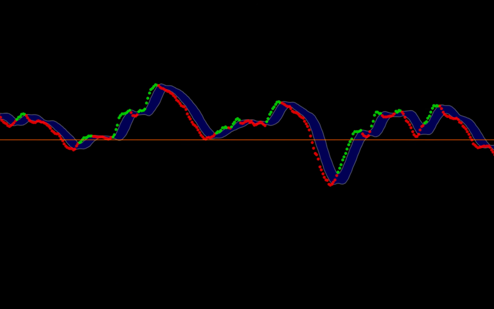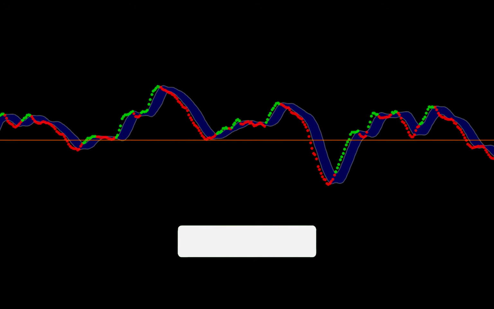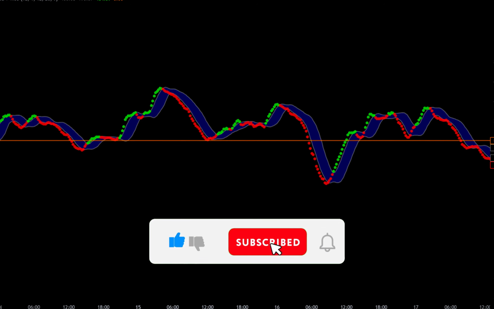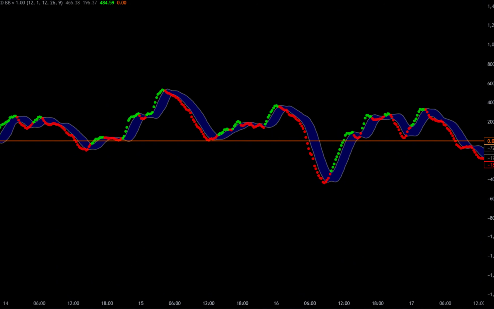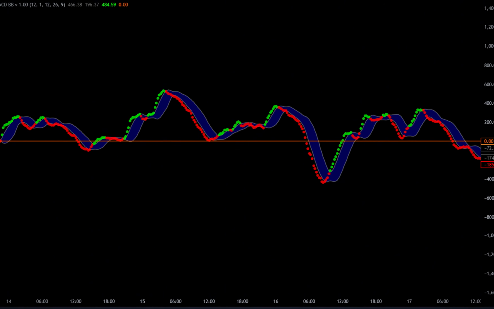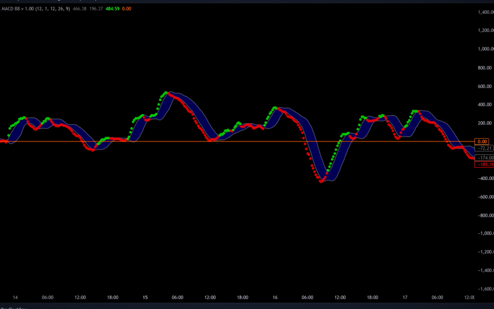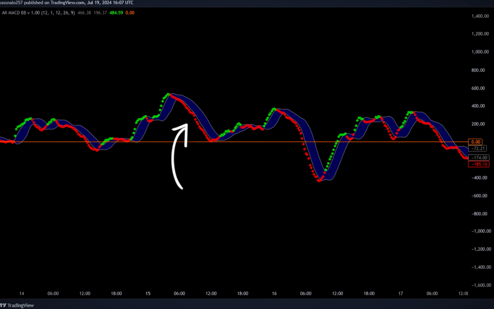The AKMACD-BB indicator is a combination of the MACD and Bollinger Bands indicators. The red and green dots are the signals from the MACD, while the cloud represents the Bollinger Bands indicator. If the dots from the MACD indicator are green, it is a bullish confirmation. If the dots are red, it is a bearish confirmation.